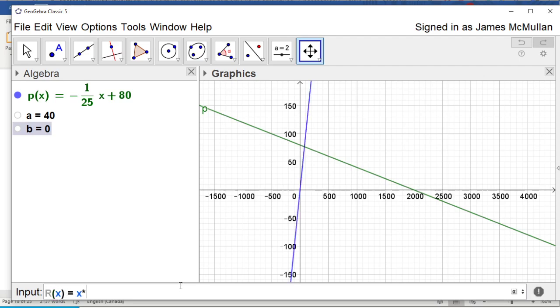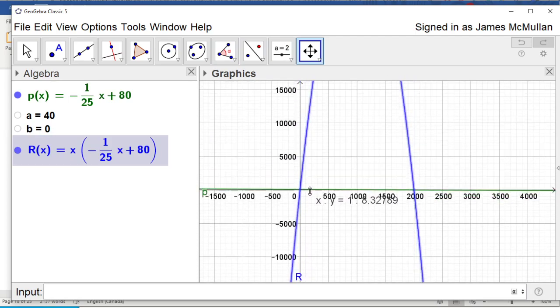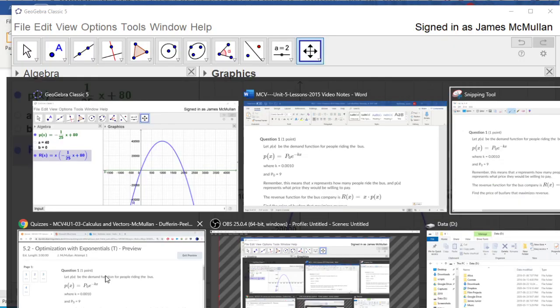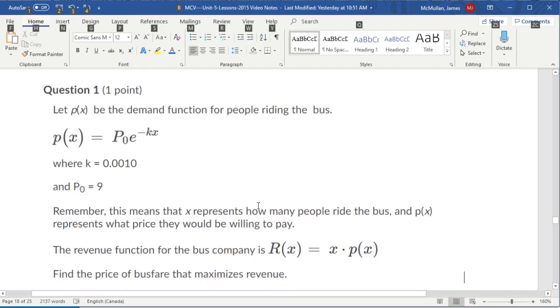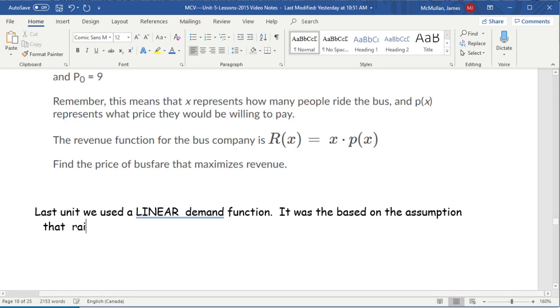And the revenue function, we said, was x times the demand function. This produced a quadratic where you could find what price would be the ideal price to set in order to get the correct number of sales to sell the most material. Now this was all based on the assumption that, last unit, we used a linear demand function, and it was based on the assumption that raising the price by a set amount would reduce customers by a set amount.